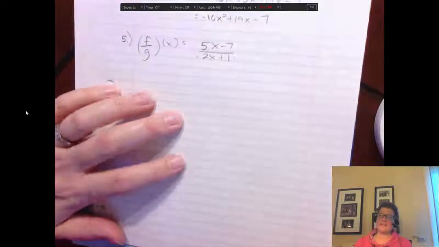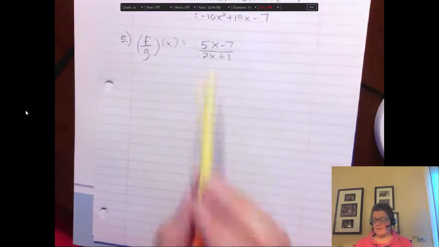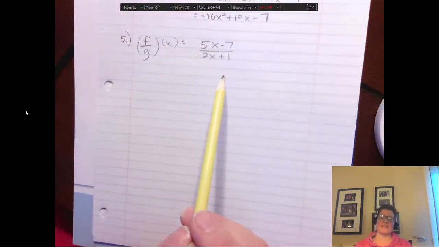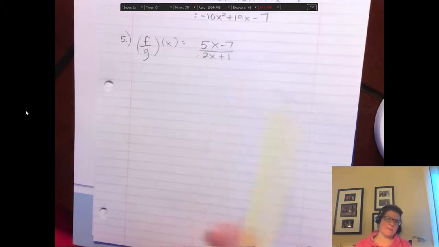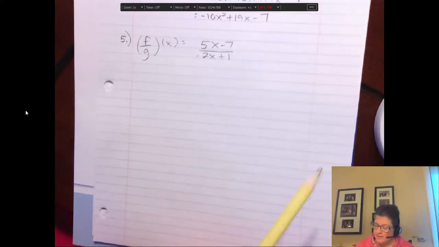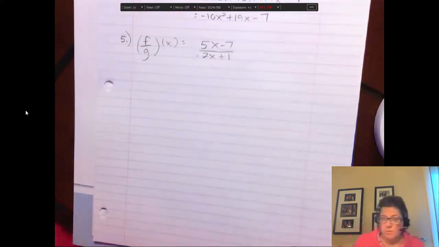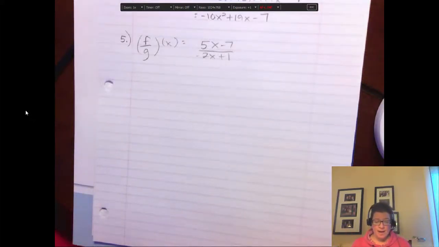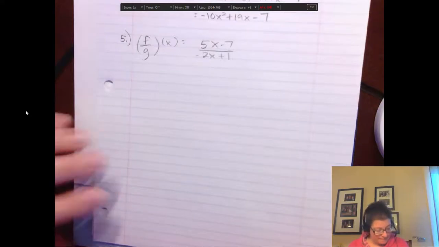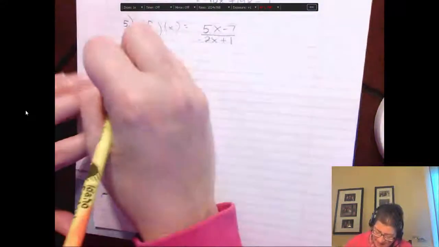Now, we can't simplify that because they don't match, and you can't cancel x's or any numbers. We haven't gotten far enough in our textbook to learn how to simplify complicated fractions like this. These are called rational expressions, and eventually you'll learn them, but for today, we just want to write them as a division, and that's it. That's all we have to do. And if you're asked for a number, then you just put the number in for x, and simplify.